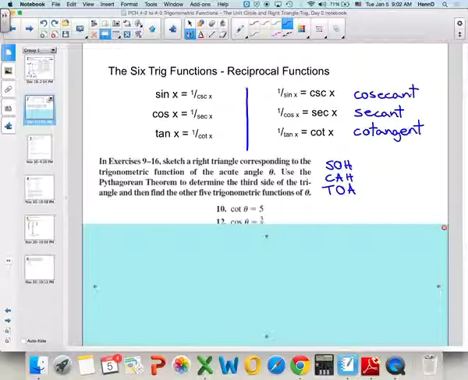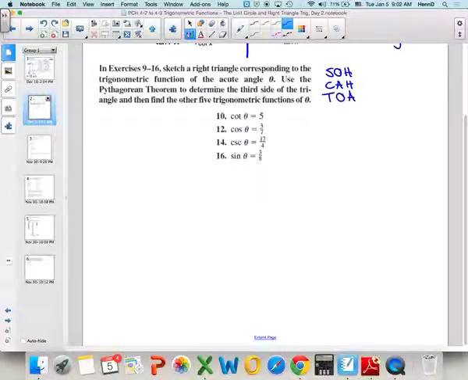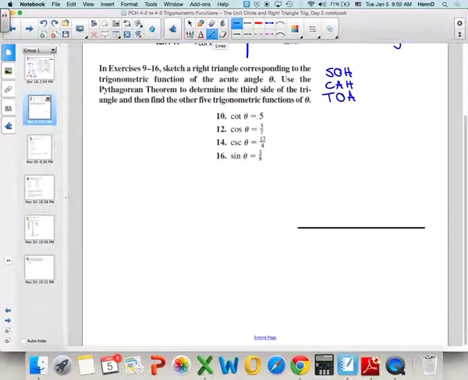Let's get rid of that, and see how we would go about doing this. I took some examples from your book here, and we're going to start by first of all sketching the situation. If we're given any one of these trig functions, then we can automatically tell what all the other ones are. All 6 trig functions.